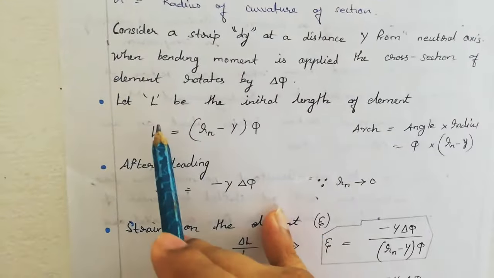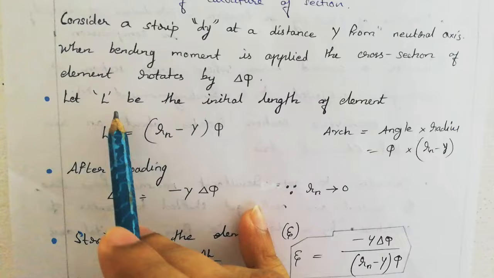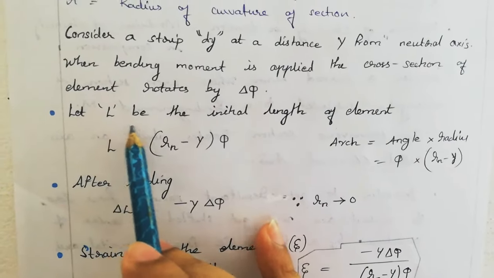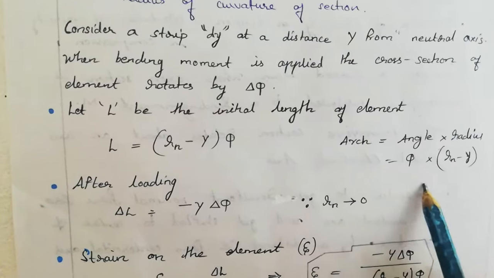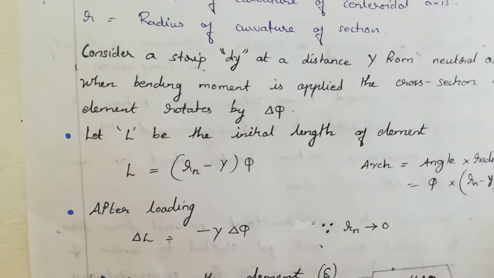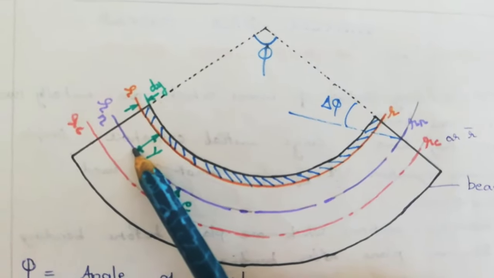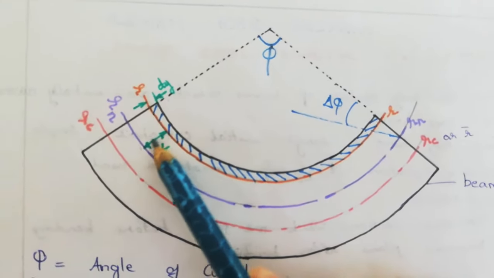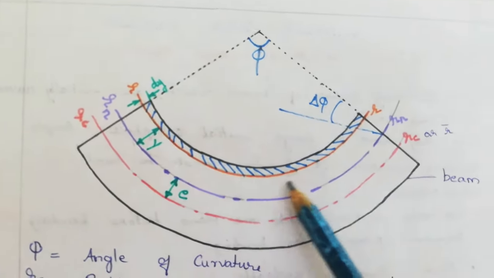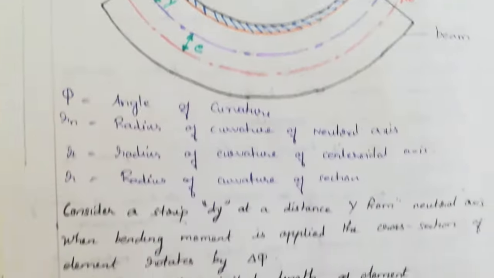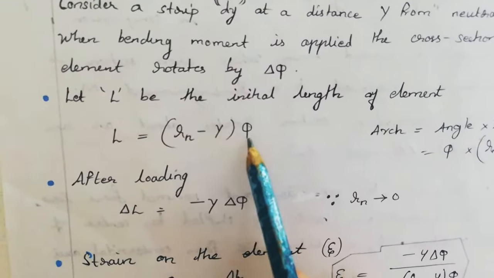For getting an expression for the stress generated in the beam, we have the initial length of the material. Angle is equal to arc by radius. From that, arc length is equal to phi into (Rn minus y). Rn is the neutral axis. This y distance, if we subtract, we will get the R. This is the initial arc length. Therefore, L is equal to (Rn minus y) into phi.